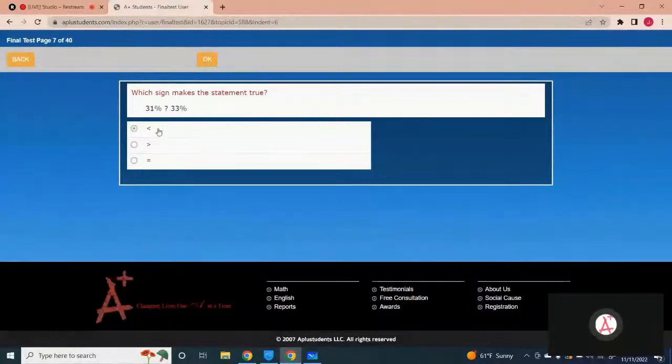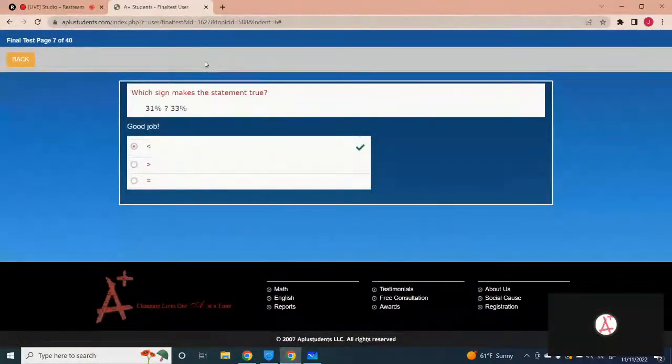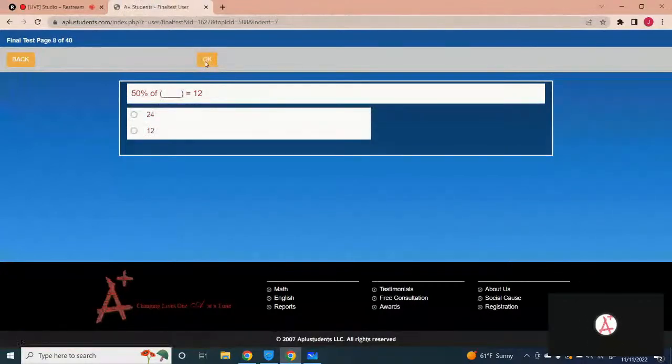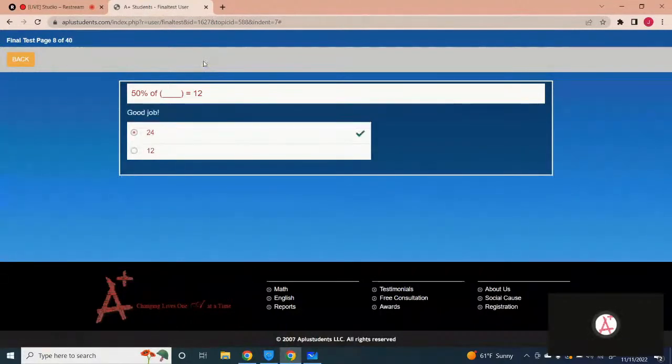31% is less than 33%. Okay, the next one: 50% of what number is 12? 50% means half. So 12 is half of what number? So the correct option is 24. 50% of 24 is 12. Got it?